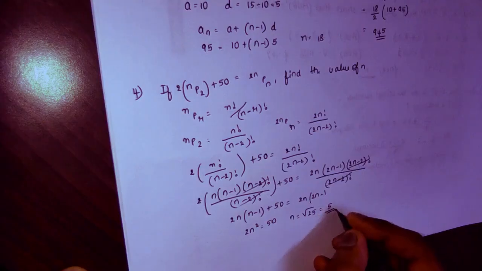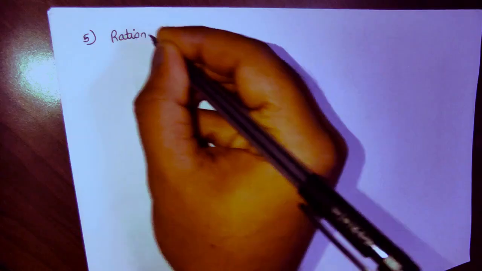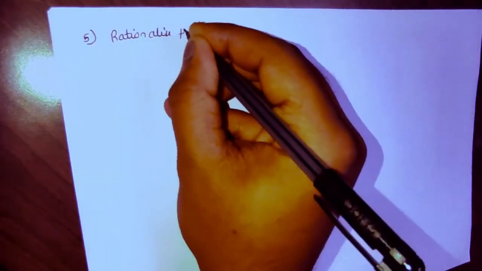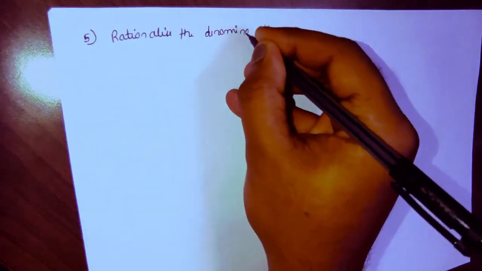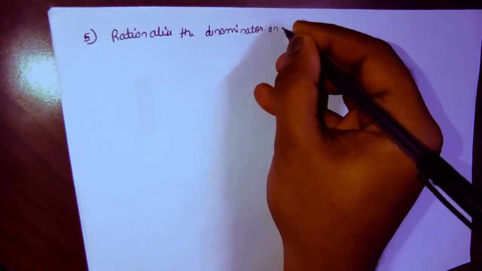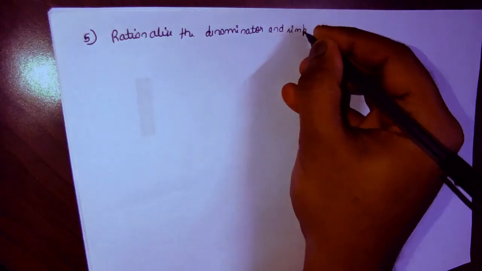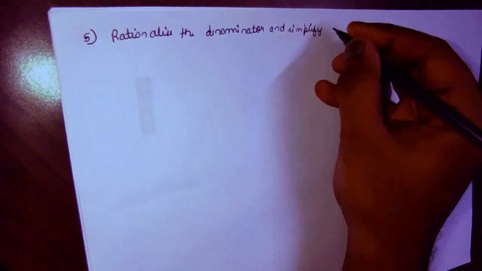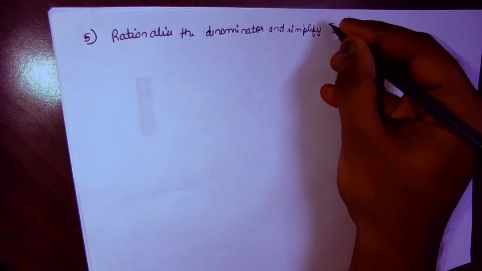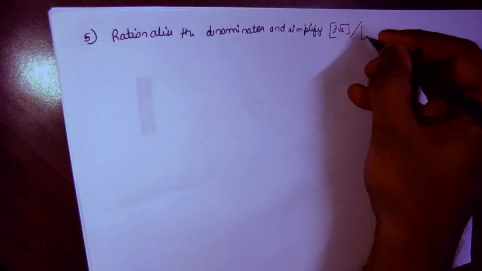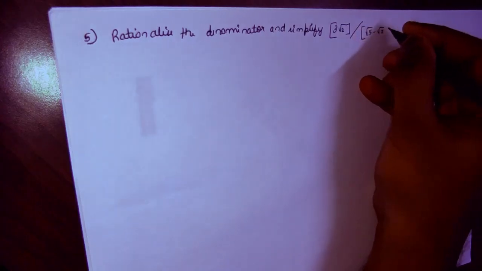Now let us move into the fifth question. Rationalize the denominator and simplify 3 root 2 divided by root 5 minus root 2.